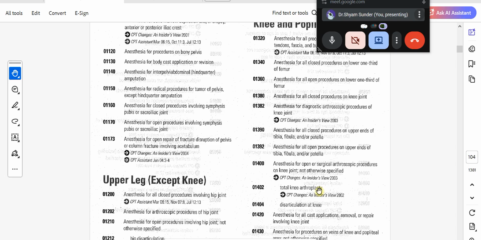Open means you're putting a knife. You're opening the body side. That is an open procedure. So I'll give an example.